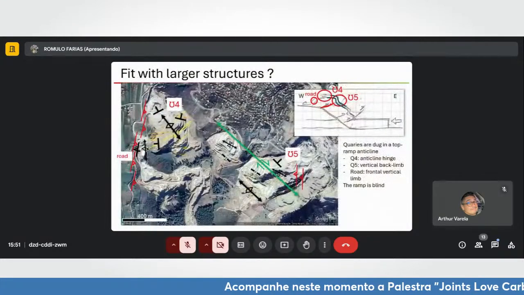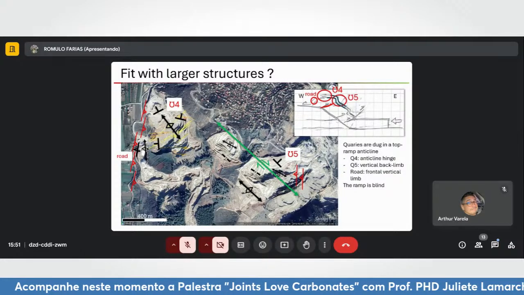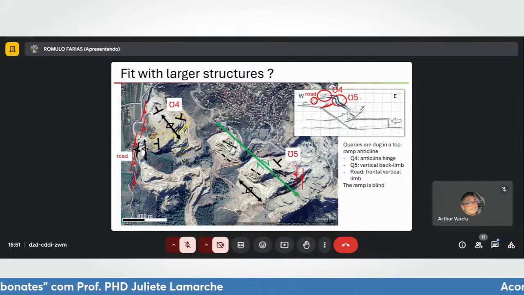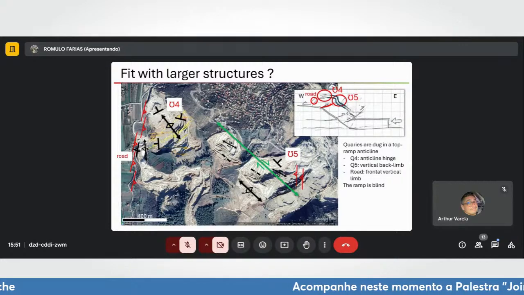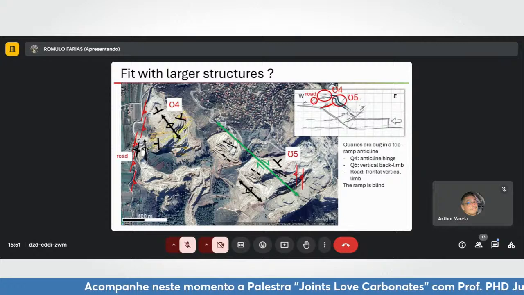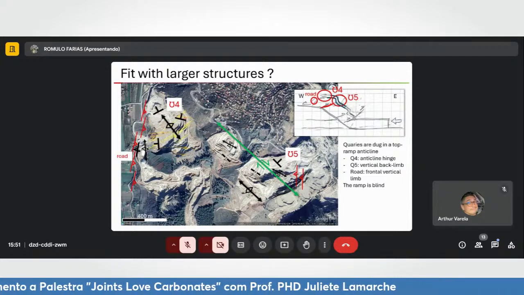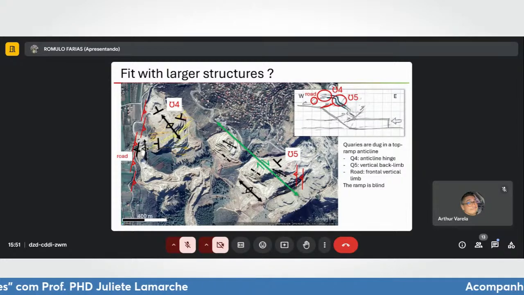I skip this one. So now, how can we fit the fractures with the larger structures? These are the large structures at the scale of the outcrop. We have here the fold hinge with the horizontal limb here and the vertical limb here, and another hinge here with horizontal again. So horizontal, vertical, and horizontal. We are here, horizontal, vertical, and subhorizontal. And these are the quarries, 5 and 4.